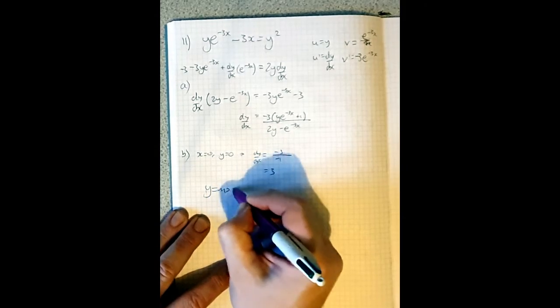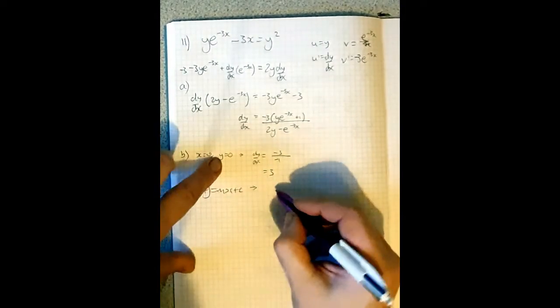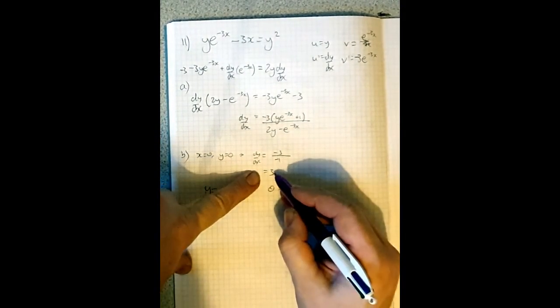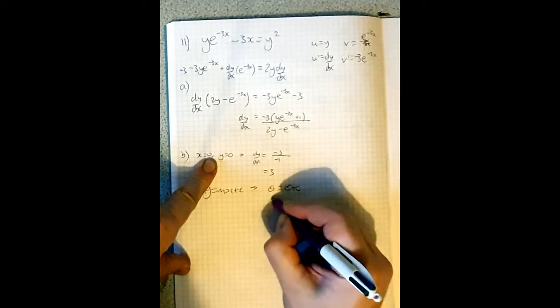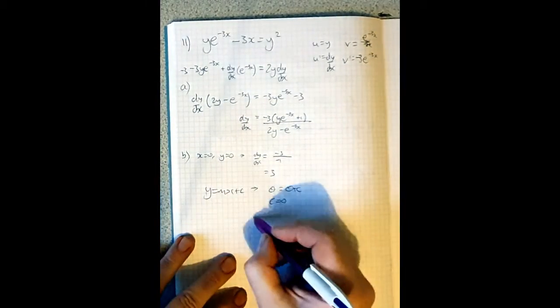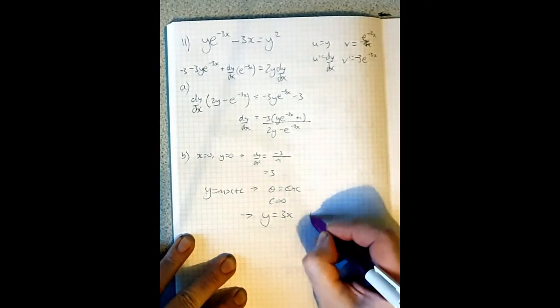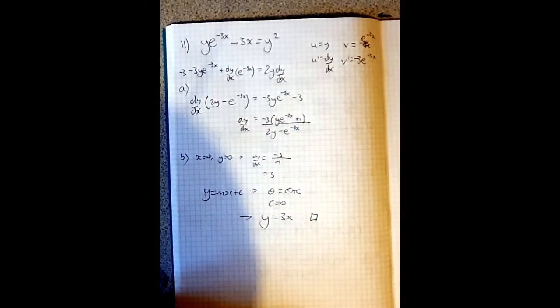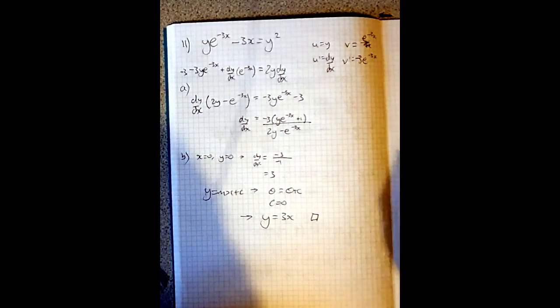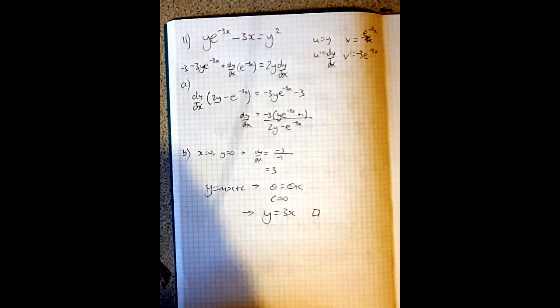y equals mx plus c. Well, I've got 0 equals 0 plus c, so c must be 0. Therefore, y must equal 3x. Done. Okay, I hope that makes sense. Let me know if I need to do anything else.